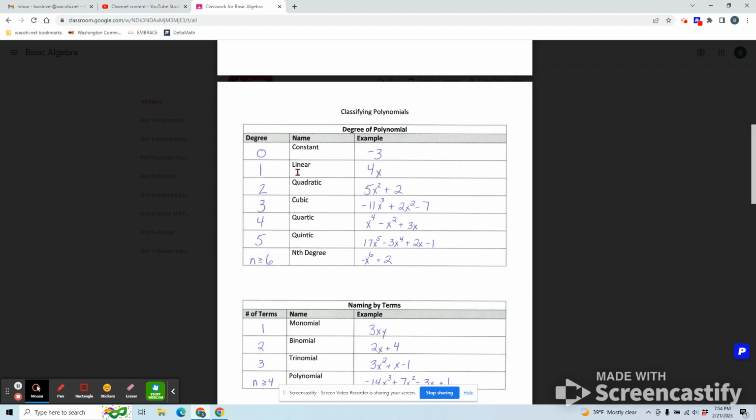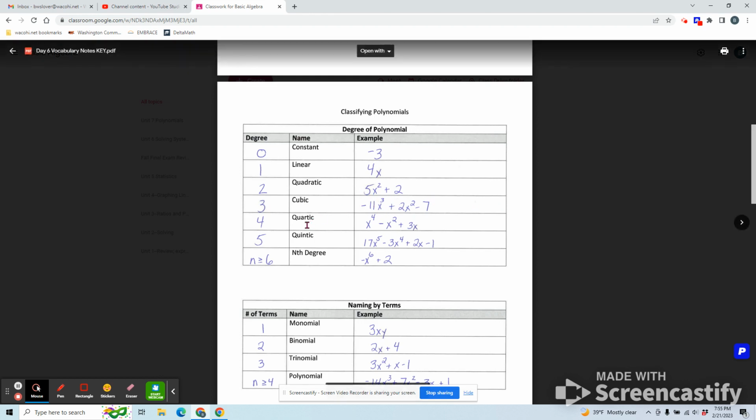If your degree is 1, that means it's a linear degree, or it's linear. 4x is an example. If it has a degree of 2, it's called a quadratic. 5x squared plus 2, we call this a quadratic function. If I have a degree of 3, that is cubic. So negative 11x cubed plus 2x squared minus 7, this would be a cubic function.